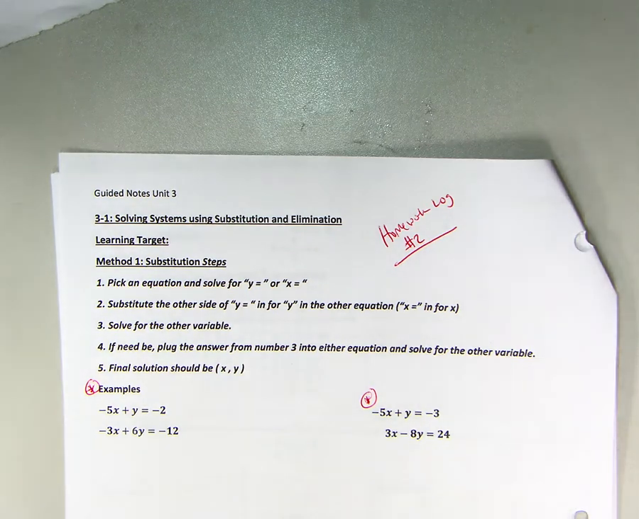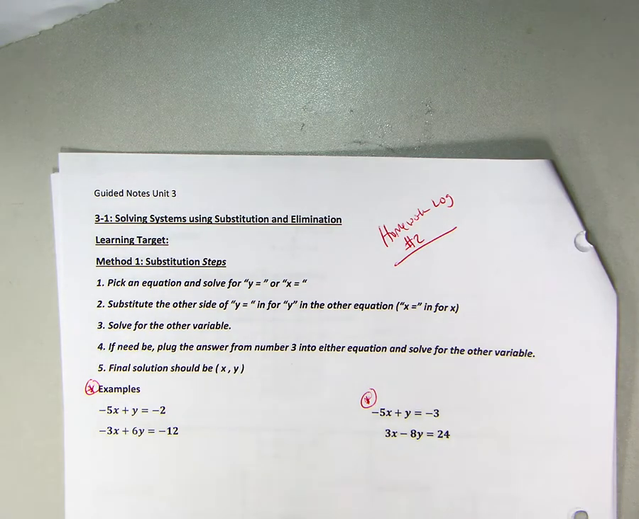All right, so we are going to go over 3.1. This is a continuation of yesterday. Yesterday, we solved systems by graphing. When I say systems, I mean two lines. So we solved where the two lines intersect, and we want to know that intersection point.